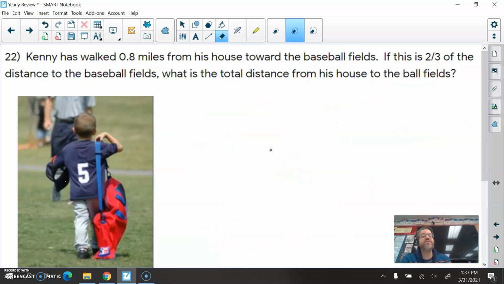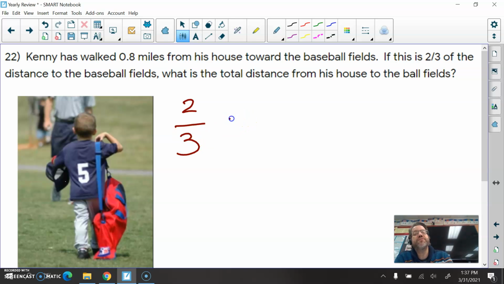Another way you could do this is by writing a proportion. 2/3 of the distance to the ball fields. I can write that ratio, 2/3, is equal to, well, that 8/10 of a mile is not the total distance to the ball fields from his house. That's just how far he has walked so far. So that 8/10 of a mile is what part of the whole distance? I'll put an X there. And see, I can make a proportion. 2 out of 3 equals 8/10 out of what?